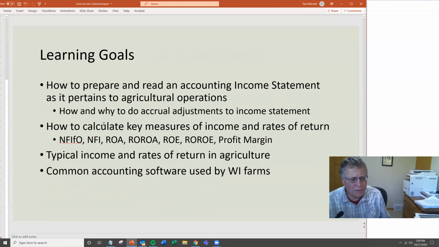So we kind of went through everything: how to prepare and read an accounting income statement, particularly focused on ag operations, how to think about cash and non-cash costs and revenues and costs, and how to do accrual adjustments to your income statement. Then we talked about how to calculate these various measures: net farm income from operations, rates of return, and the profit margin. Then we looked at the data for the various income and rates of return in agriculture, and then looked at some of the software.